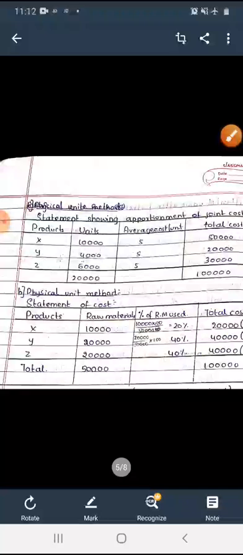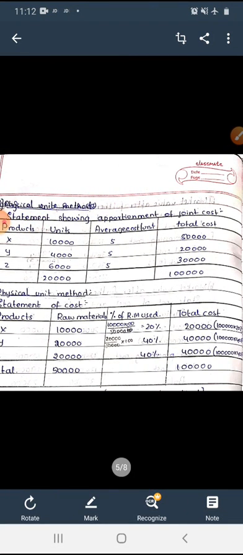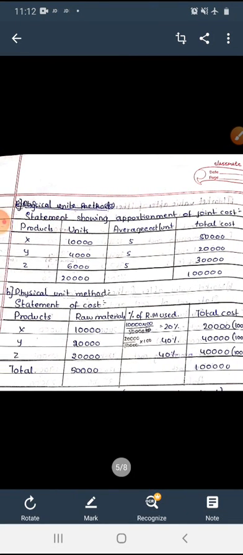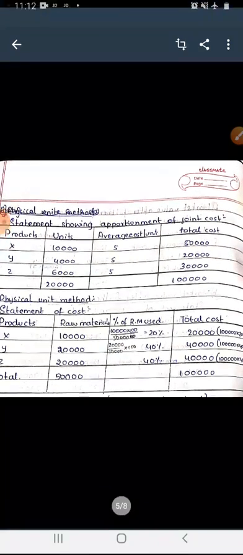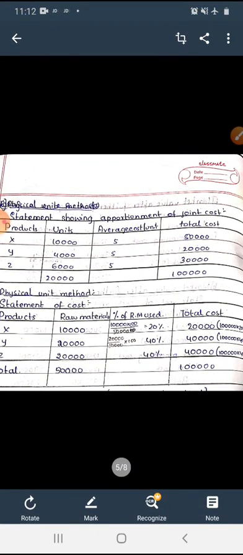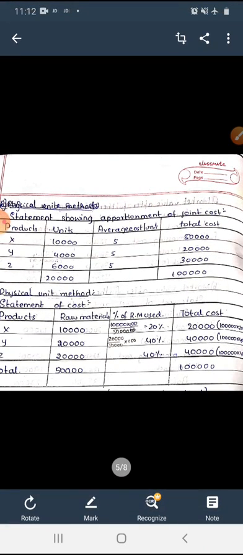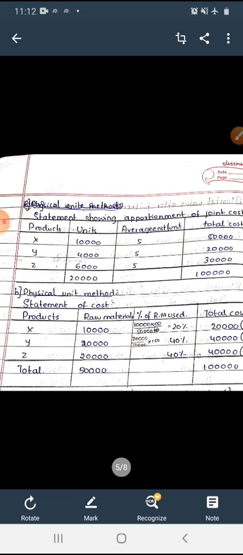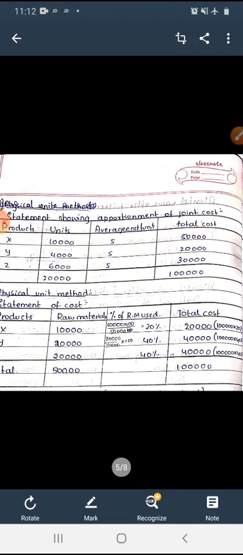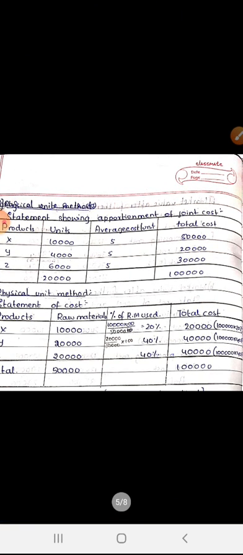Now total apportionment. Total cost is how much? Joint cost 1 lakh rupees. 1 lakh into 20% means 20,000. 1 lakh into 40% means 40,000. 1 lakh into 40% means 40,000. Okay, 1 lakh is nothing but the total joint cost. Joint cost 20% for X, 40% for Y and 40% for Z. Total is 1 lakh. Okay, this is about the physical unit method. Under this we have to use the raw material, find the raw material percentage, and apply that percentage on the joint cost. Okay, thank you. We'll see some more problems in the next class.